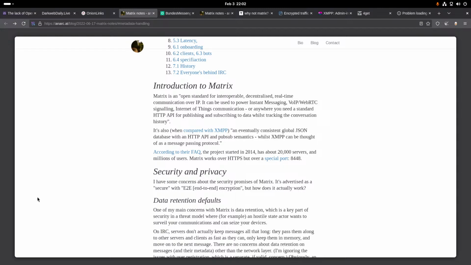According to their FAQ, the project started in 2014, has about 20,000 servers and millions of users. Matrix works over HTTPS, but over a special port, 8448.